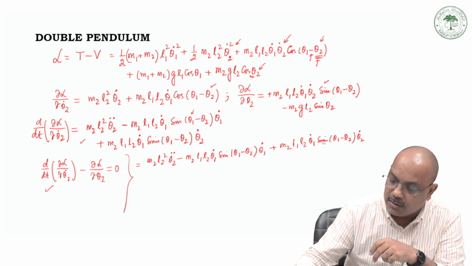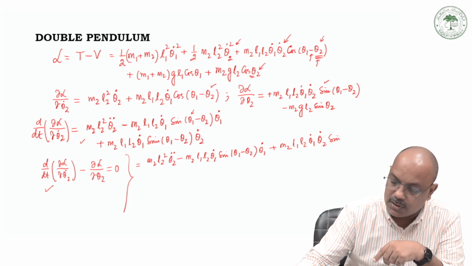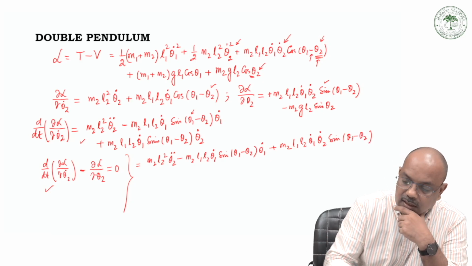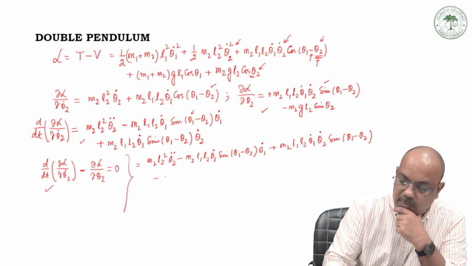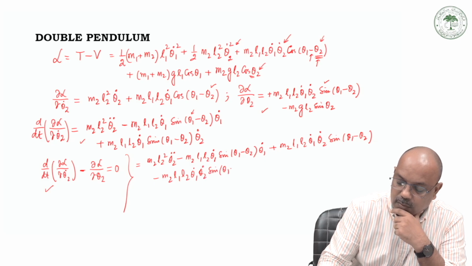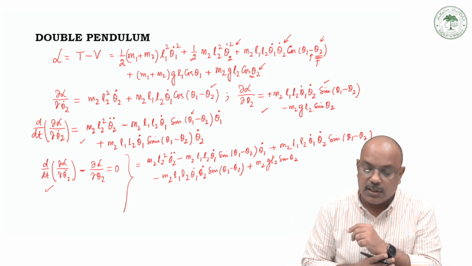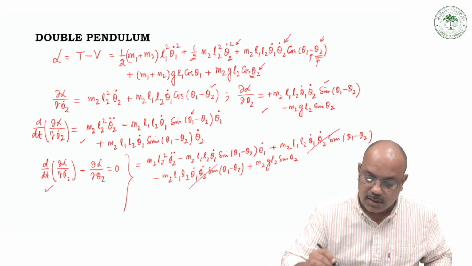So I can write it as theta 1 dot, theta 2 dot, and this is going to be sine of theta 1 minus theta 2. And now with the negative sign I have to write this one. So the first term is negative: minus m2 L1 L2 theta 1 dot theta 2 dot sine of theta 1 minus theta 2, and this becomes plus m2 g L2 sine theta 2. So now you see the terms are getting cancelled out, because this term and this term are plus and minus.